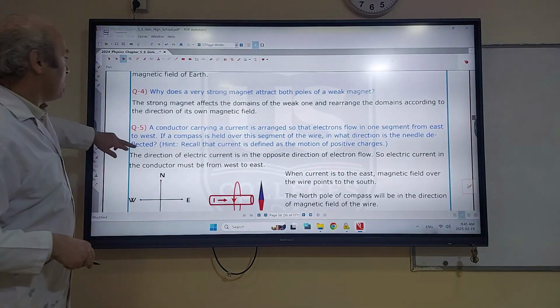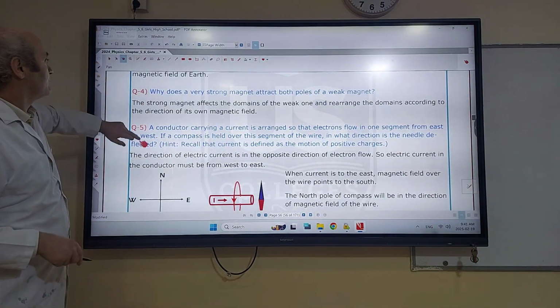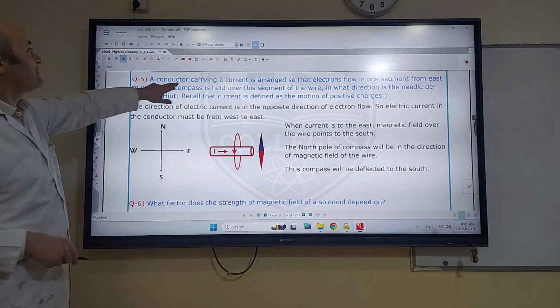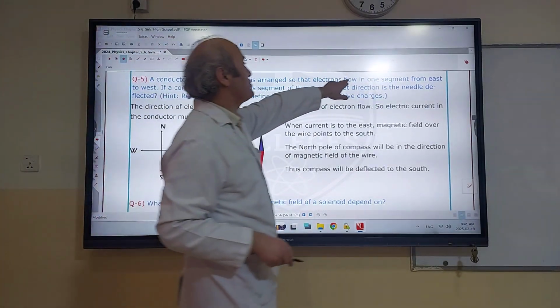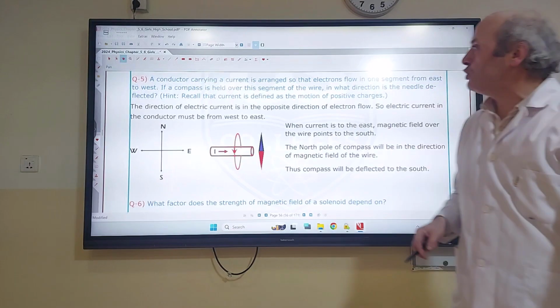Next question, question number 5. A conductor carrying a current is arranged so that electrons flow in one segment from east to west.